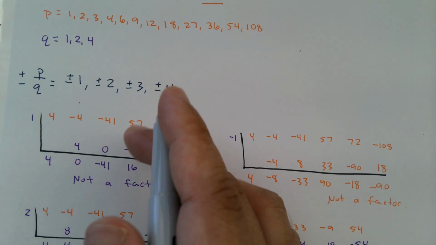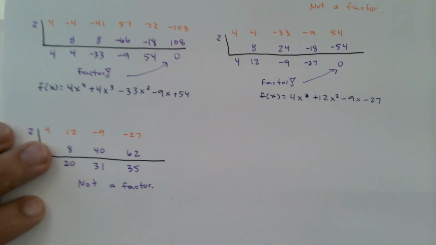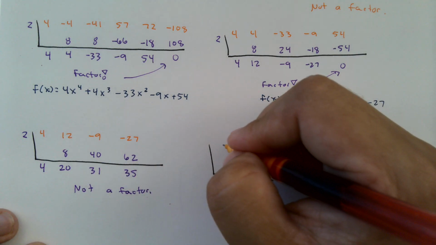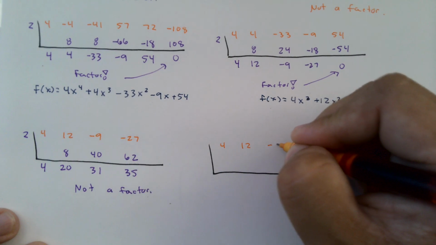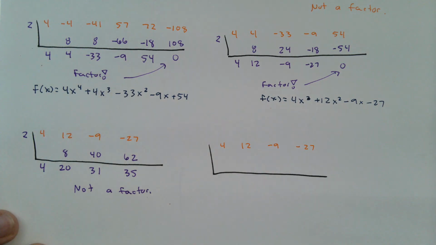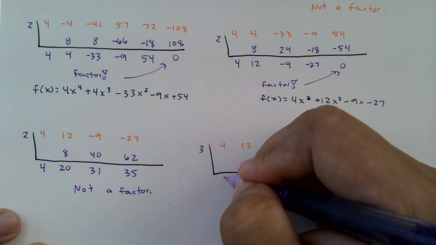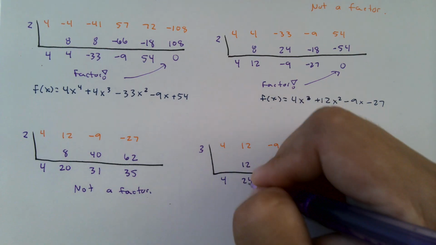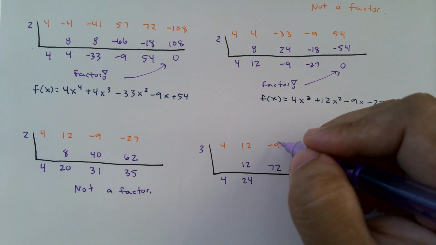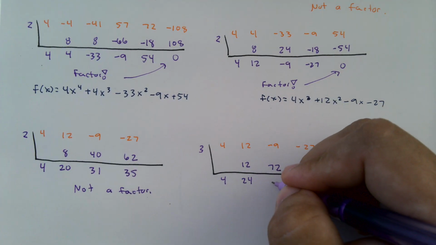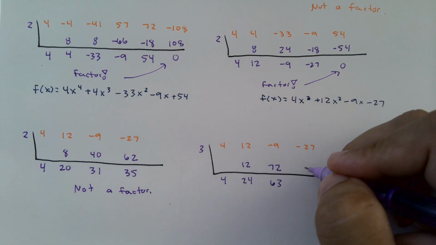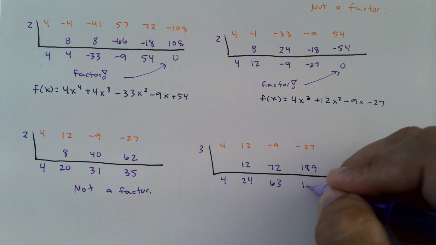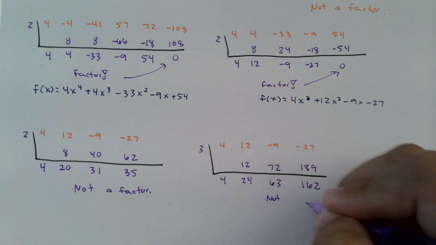One of our next possible roots was plus or minus 3. So I'm going to check plus or minus 3. So 4, 12, negative 9, negative 27. And let's check 3. Bring the 4 down. 4 times 3 is 12. 12 plus 12 is 24. 3 times 24 is 72. Negative 9 plus 72 is 63. 3 times 63 is 189. 189 minus 27 is 162. Not a factor.